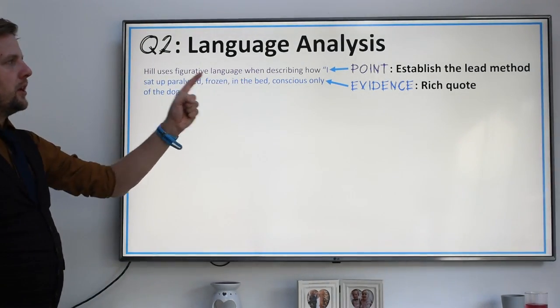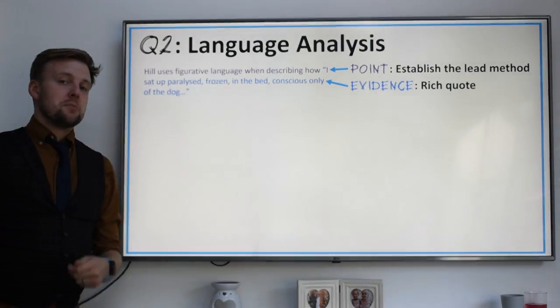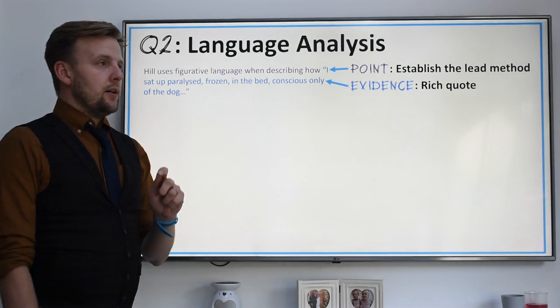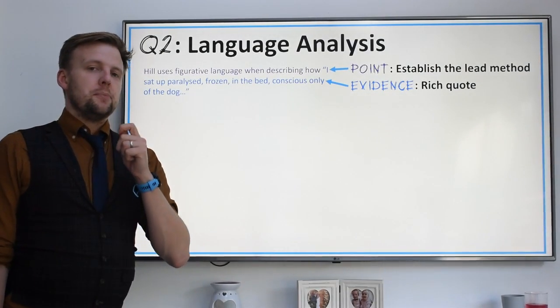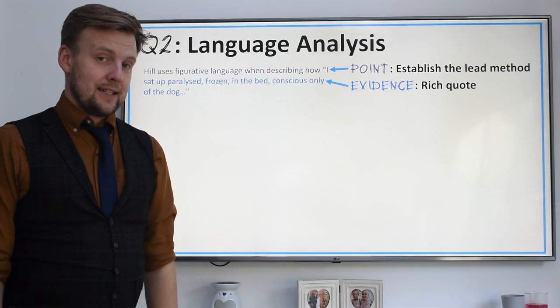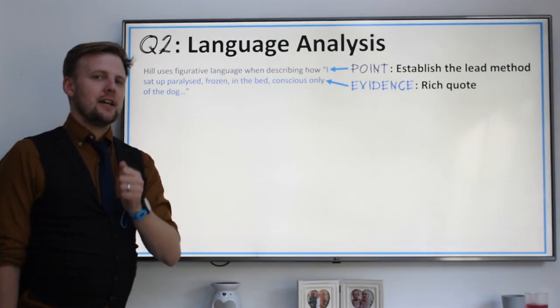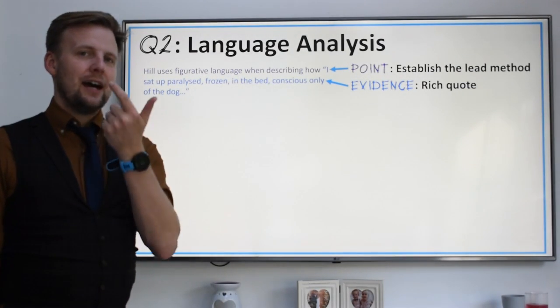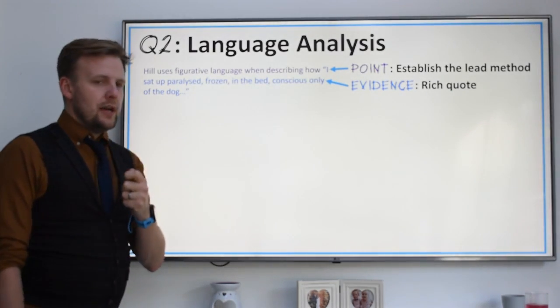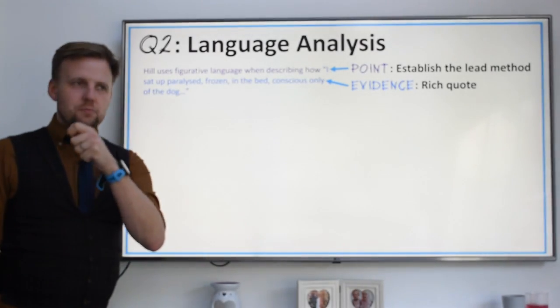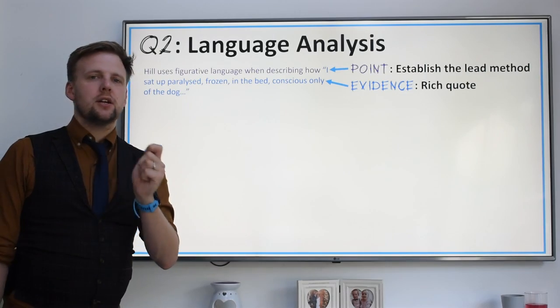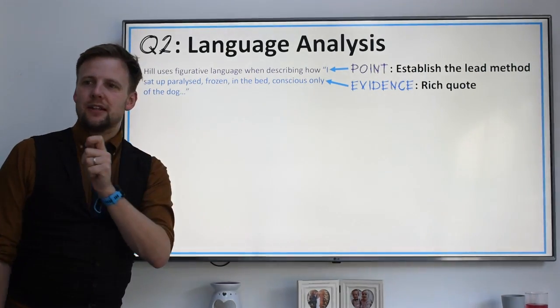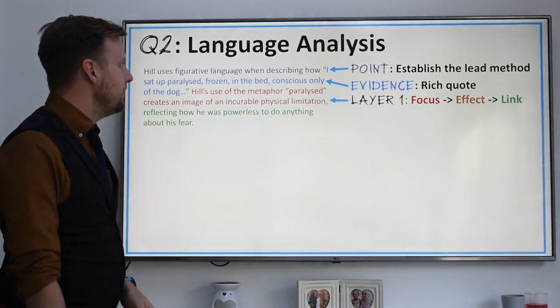So I've got my point and I've got my evidence. Now I come to my explanation. Okay? Now, my explanation is going to be in layers, like that cake, as I said. And every one of them layers has got a focus, an effect, and a link. And all I'm going to do is knock off those language methods one at a time. Focus, effect, link.